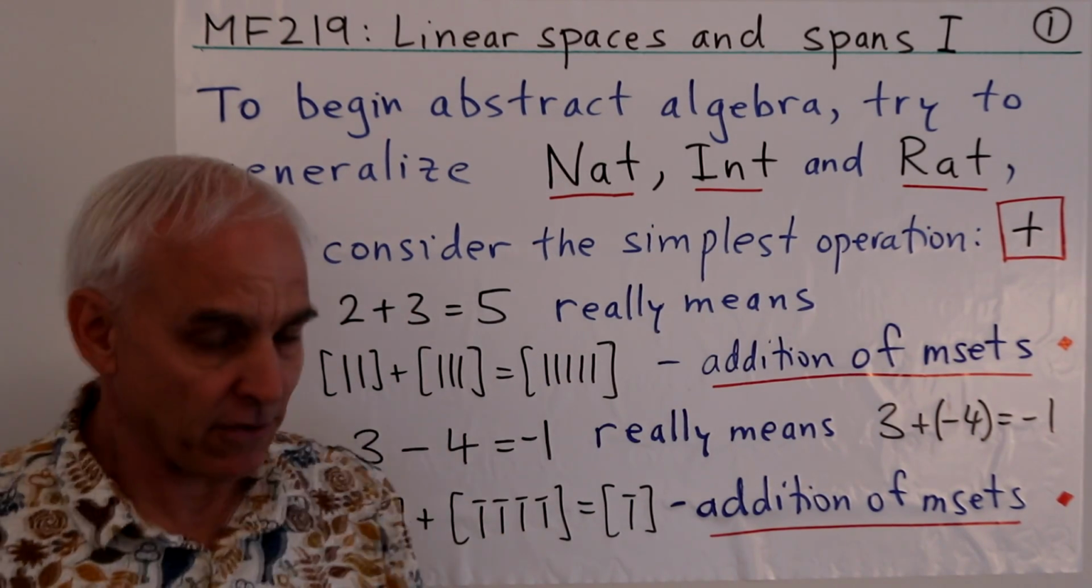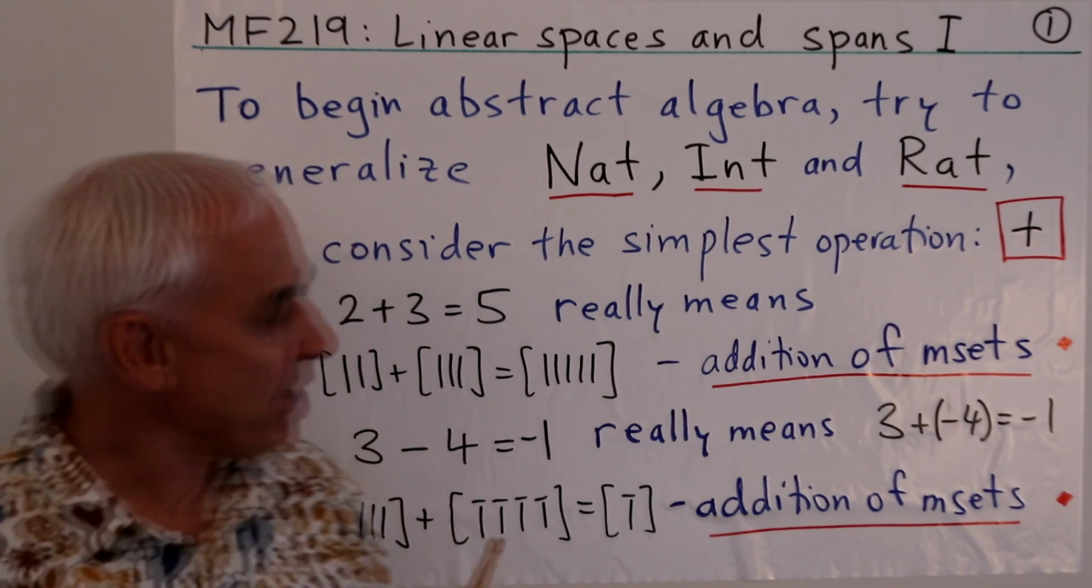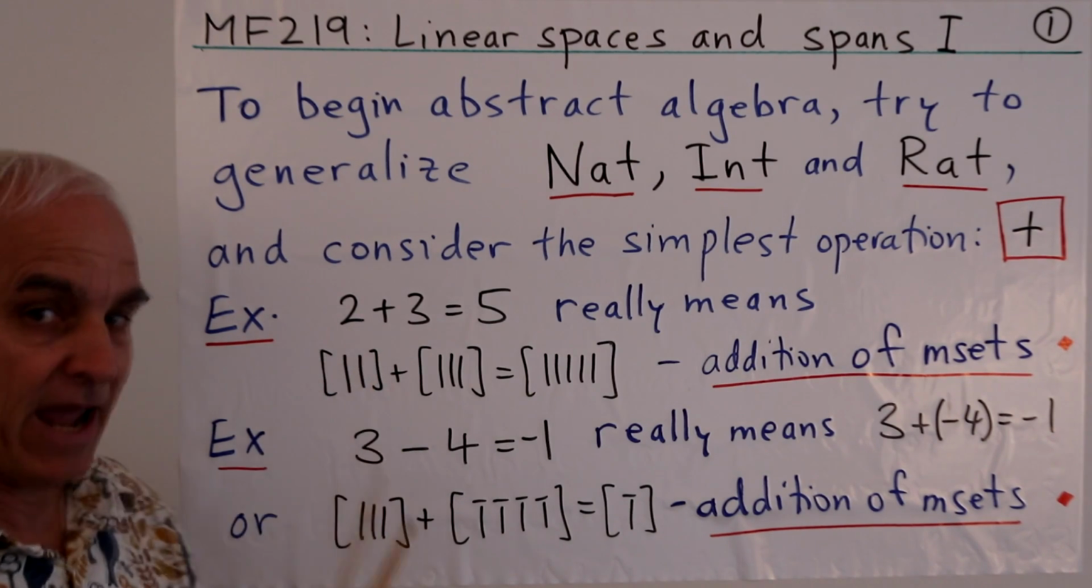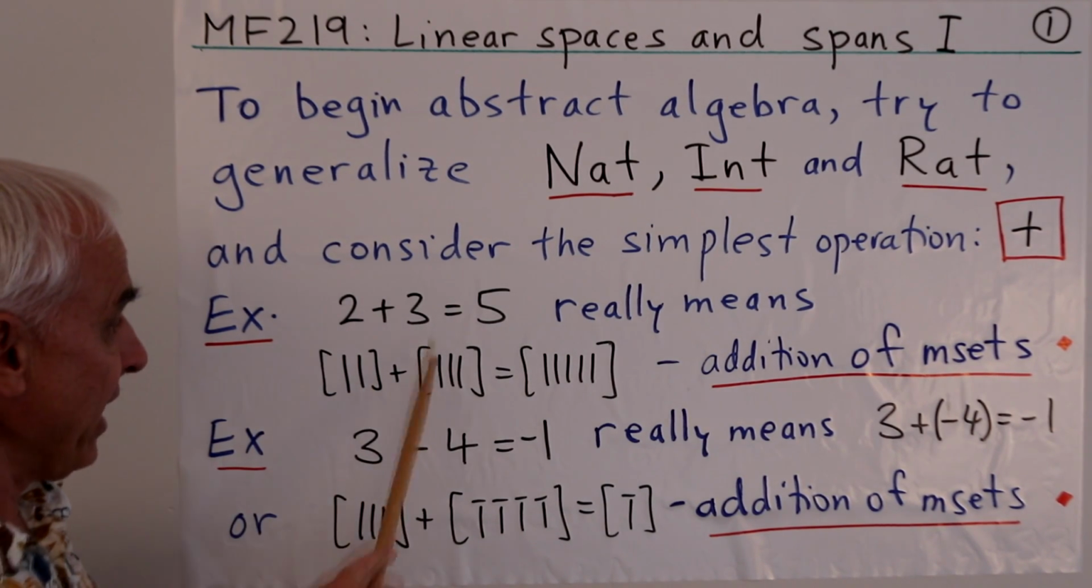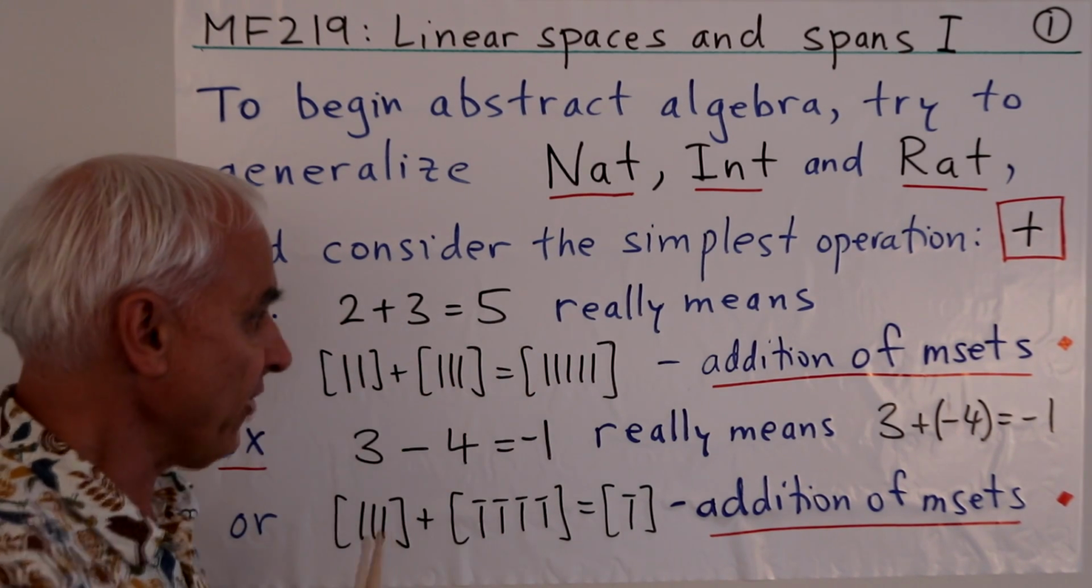So let's remind ourselves that when we take 2 plus 3 equals 5, what's really happening there is we have an mset. 2 is really the mset consisting of a couple of marks, and there's the mset consisting of 3 marks, and we're really adding these msets.